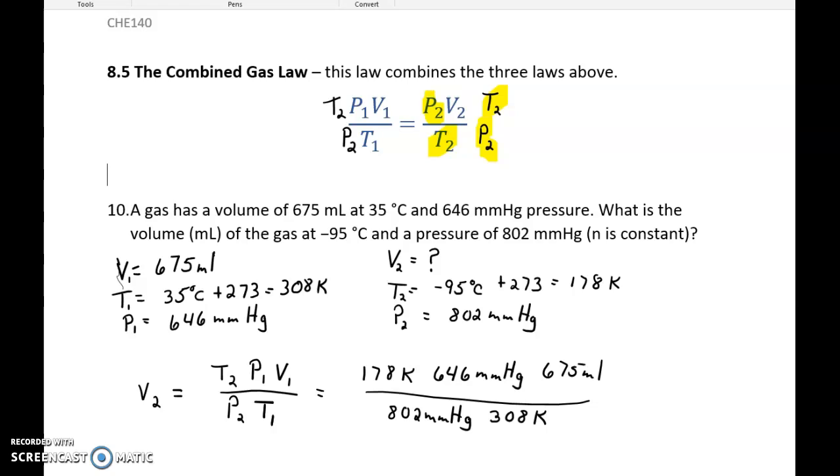Now we can check our units here. We've got Kelvin on top and Kelvin on the bottom, so those will cancel. We've got millimeters of mercury on the bottom and millimeters of mercury on the top. So we're going to be left with milliliters as our answer, and since we wanted volume, that's a good thing. If we take our 178, multiply it by 646, multiply it by 675, and then divide by 802 and 308, we should get 314 milliliters.